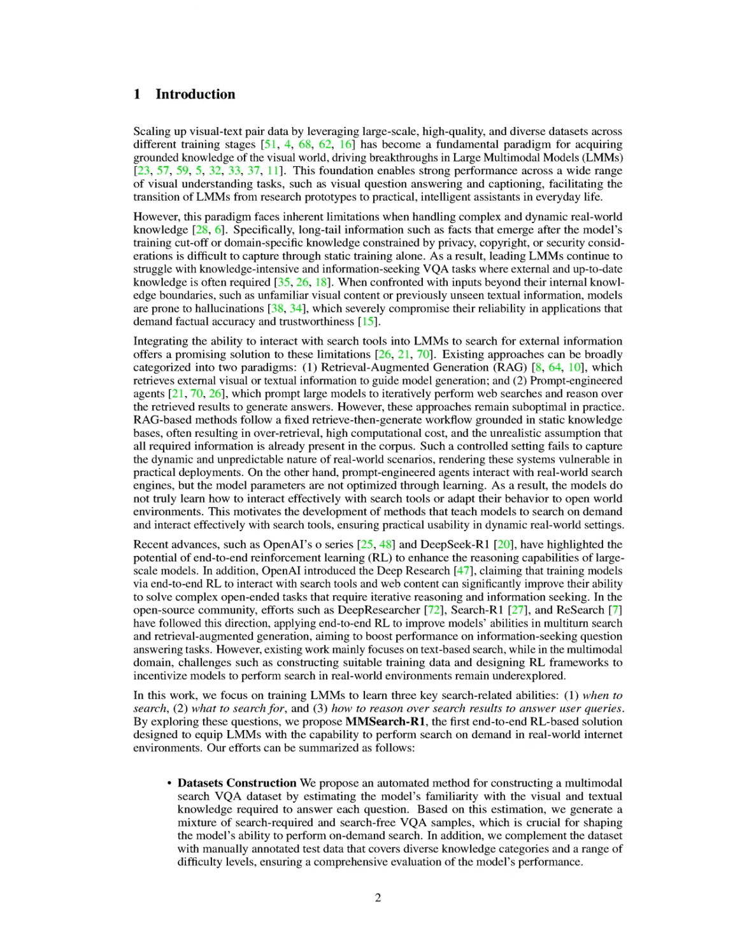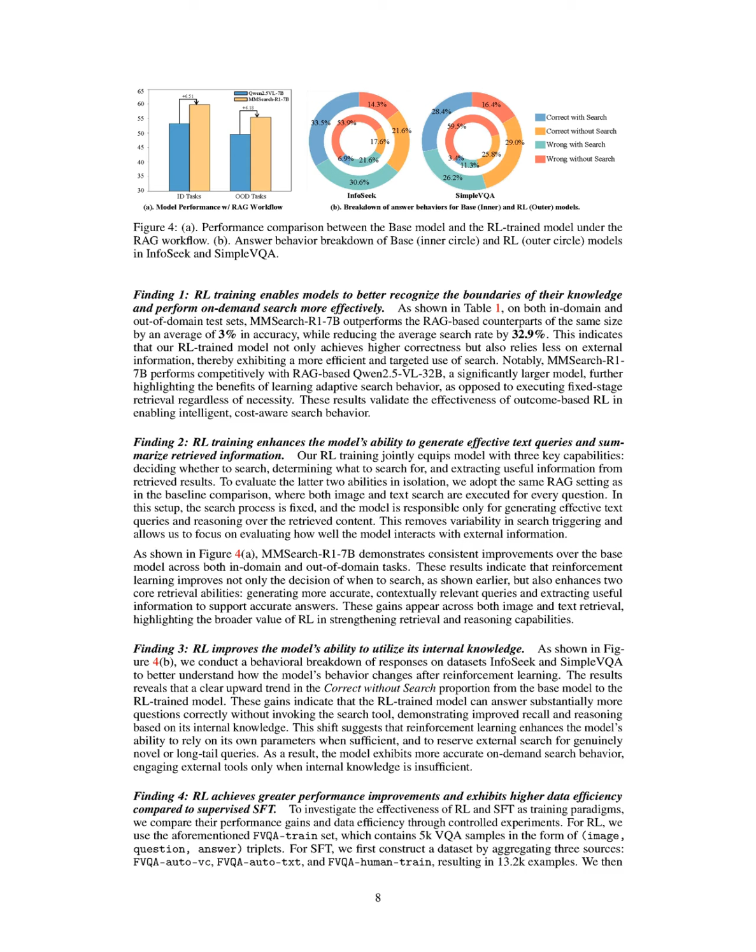Unlike RAG, which operates on a fixed retrieve-then-generate workflow and often leads to over-retrieval and high computational costs, MMSearch-R1 employs end-to-end reinforcement learning, RL, to teach models when to search, what to search for, and how to reason over search results, resulting in a more targeted use of external information. Empirical findings indicate that MMSearch-R1 outperforms RAG-based models of the same size by an average of 3% in accuracy, while reducing the search rate by 32.9%, demonstrating its ability to achieve higher correctness with less reliance on external data.